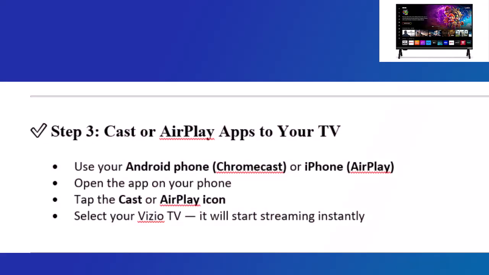Step 3. Cast or AirPlay apps to your TV. Use your Android phone, Chromecast, or iPhone, AirPlay. Open the app on your phone. Tap the Cast or AirPlay icon. Select your Vizio TV. It will start streaming instantly.